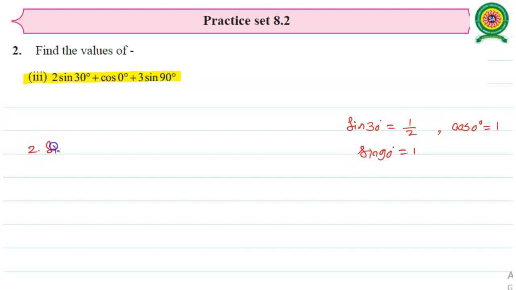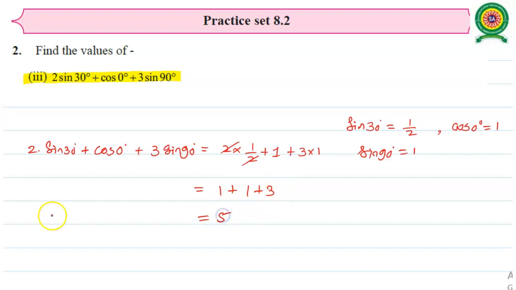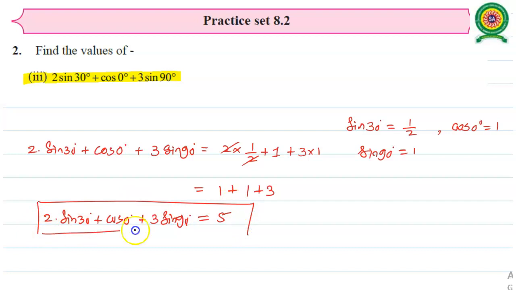So the value of 2 times sine of 30 degree plus cos of 0 degree plus 3 times sine of 90 degree is equal to 2 into sine 30 is half, plus cos of 0 is 1. Next to it we have sine of 90 degree is 1, so 3 times 1. So 2 ones are 2, so 1 plus 1 plus 3 ones are 3. 3 plus 2 we are getting 5. So the value of 2 times the sine of 30 degree plus cos of 0 degree plus 3 times the sine of 90 degree is 5.